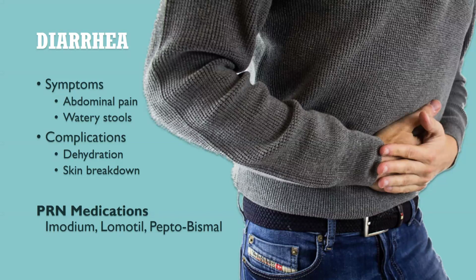So if you have a client who has issues with chronic diarrhea, you'll want to make sure they have some sort of topical agent or cream, like a barrier cream, ordered from their provider to help protect that skin. There are also PRN medications that a provider might order if someone has diarrhea, like Imodium or Lomotil, which helps slow down the digestive tract, gives the body a chance to absorb some of that water in the intestine to firm up the stools.